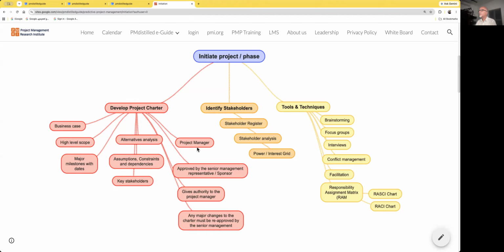Then, through the charter, we identify the project manager. So the project manager's name will be there.